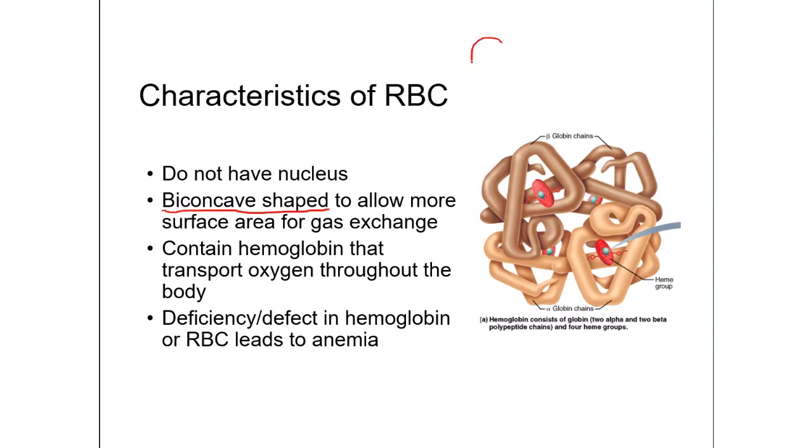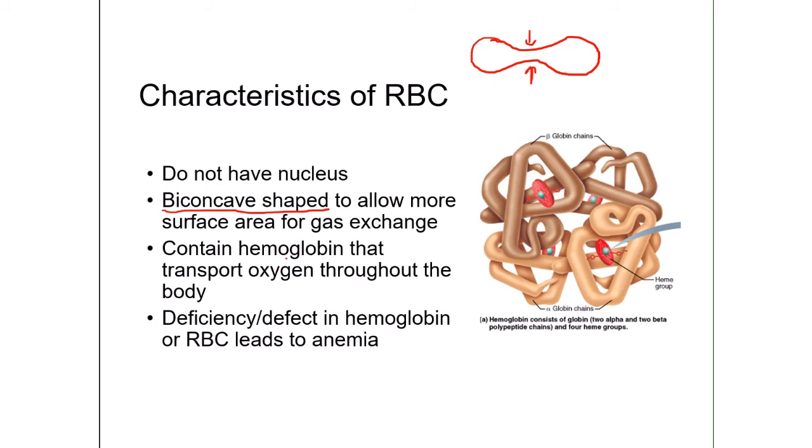So if you look at a red cell from the side, that's what it's going to look like. This is concave. This is concave. Concave means it's kind of caved in. So it's concaved on both sides. That's what we call biconcave shaped. And the reason for that is you will be able to have more surface area for gas exchange. The more surface area you have, the more efficient you will be when it comes to diffusion.